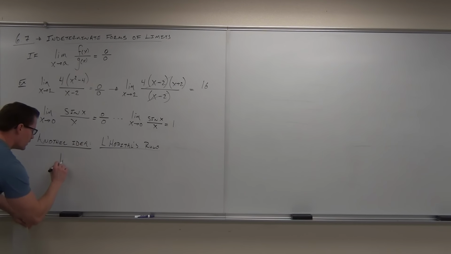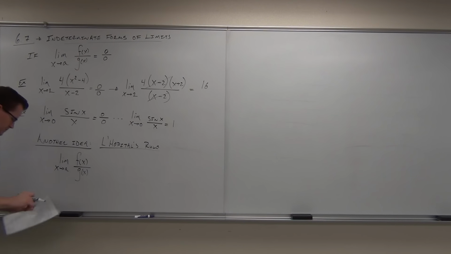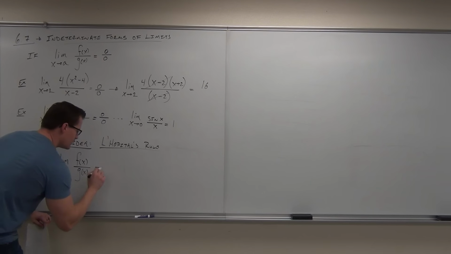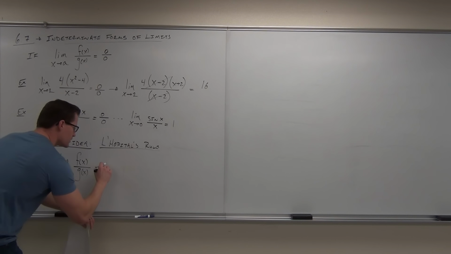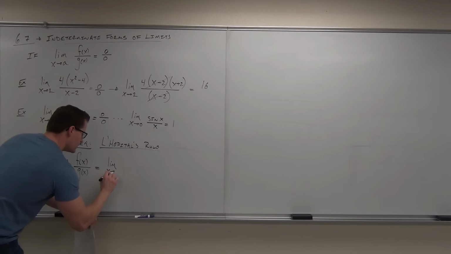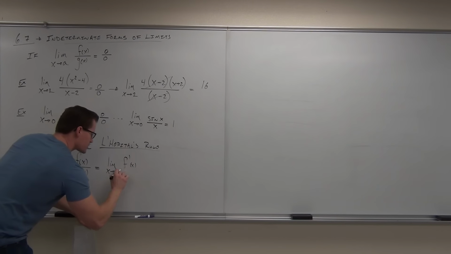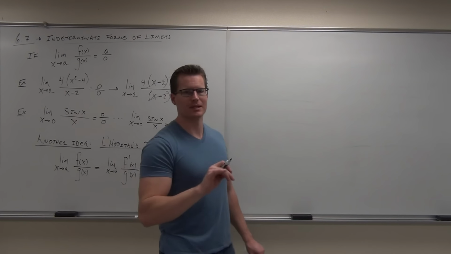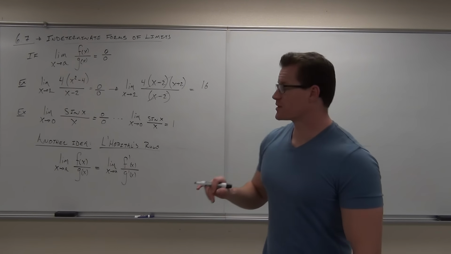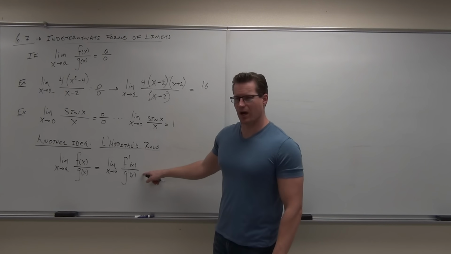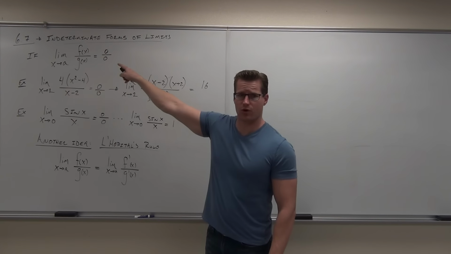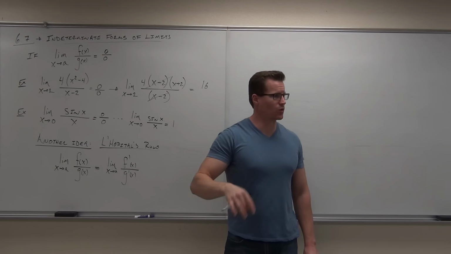Here's the idea. A limit of a function of x over a function of x as x approaches a is the same thing, same limit as the derivative of f of x over the derivative of g of x. But, please recognize this. This is only if it's what? Only if it's indeterminate form. Only if the original limit is 0 over 0, okay?